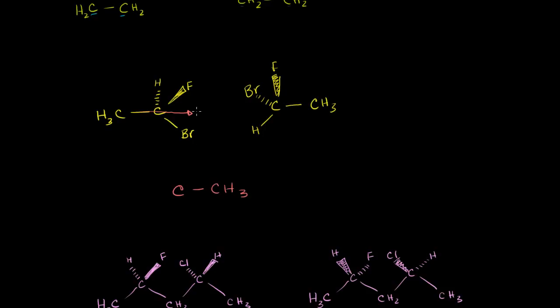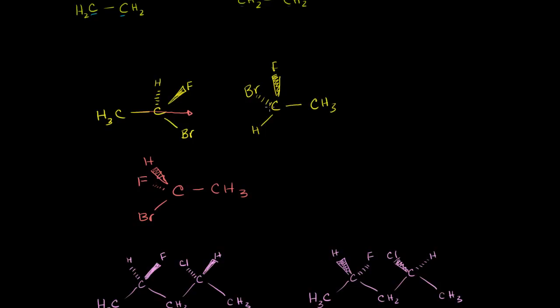And then since I flipped it over, the bromine was in the plane of the page. It'll still be in the plane of the page. But since I flipped it over, the hydrogen, which was in the back, will now be in the front. The hydrogen will now be in the front, and the fluorine will now be in the back because I flipped it over. So the fluorine is now in the back.